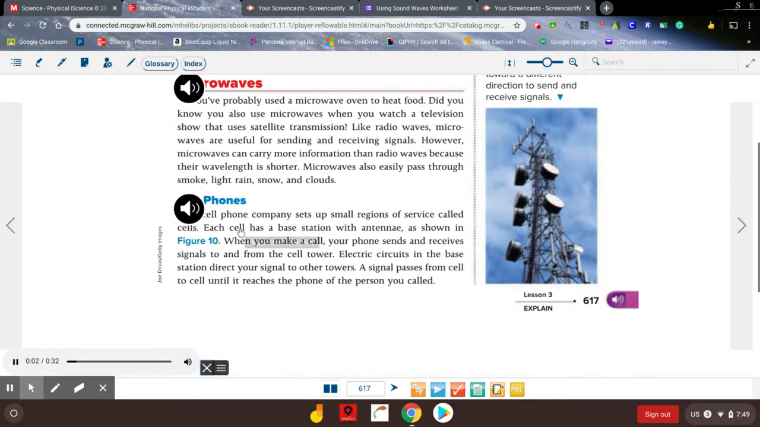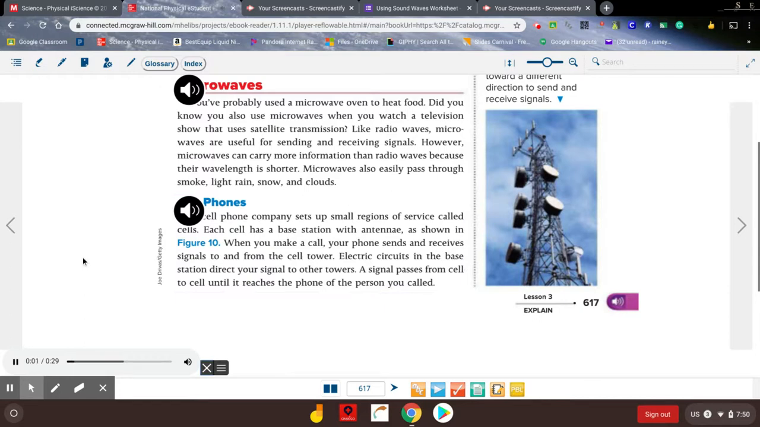Microwaves. You've probably used a microwave oven to heat food. Did you know you also use microwaves when you watch a television show that uses satellite transmission? Like radio waves, microwaves are useful for sending and receiving signals. However, microwaves can carry more information than radio waves because their wavelength is shorter. Microwaves also easily pass through smoke, light rain, snow, and clouds.